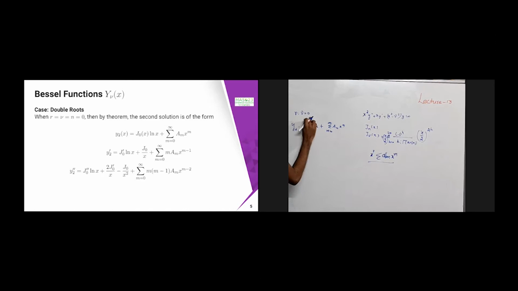Now r equal to nu equal to 0. So for nu equal to 0, the first solution I am going to use is J naught of x, multiplied by ln x.